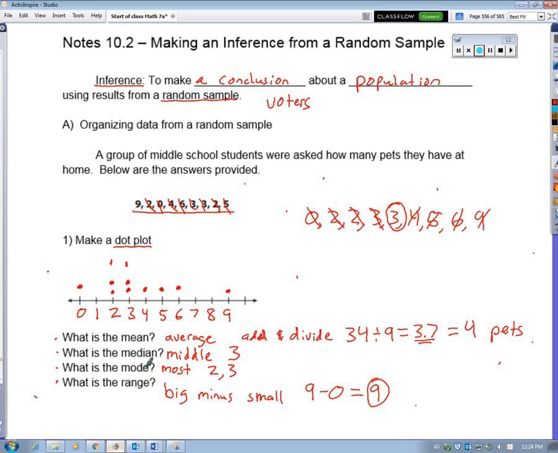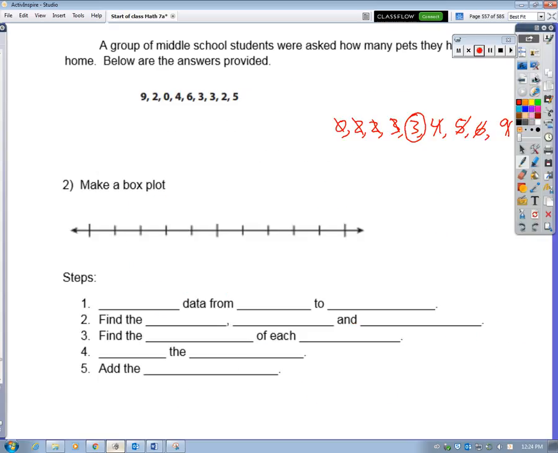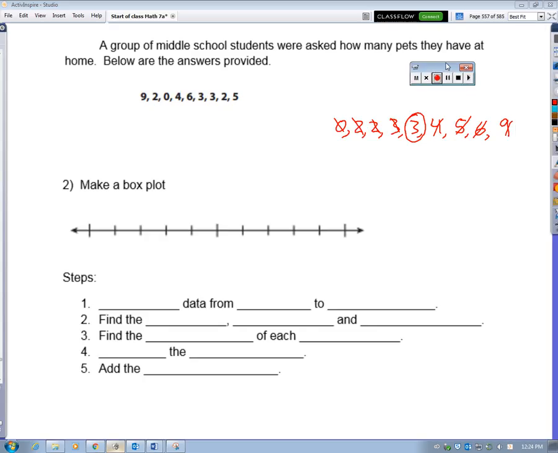So let's take a look at something else we are going to make. We are going to make something called a box plot. Alright, this one takes a few more steps. You don't have to write these numbers down again. I just did this because we're going to need them for our box plot. Okay, so let's go through the steps to see how we make a box plot.